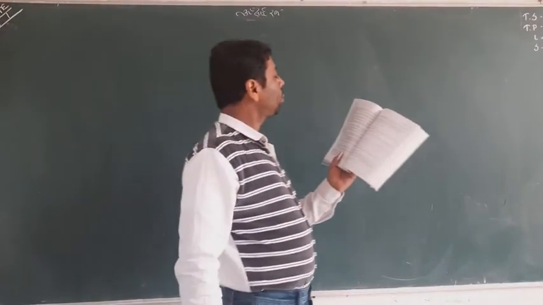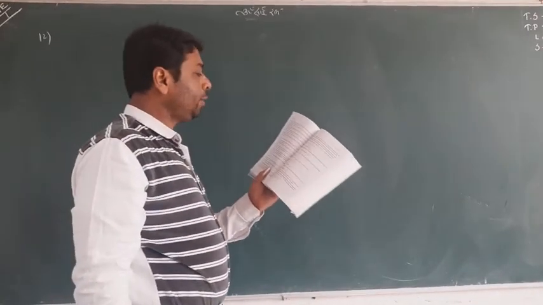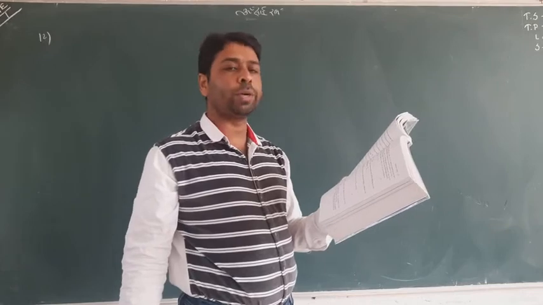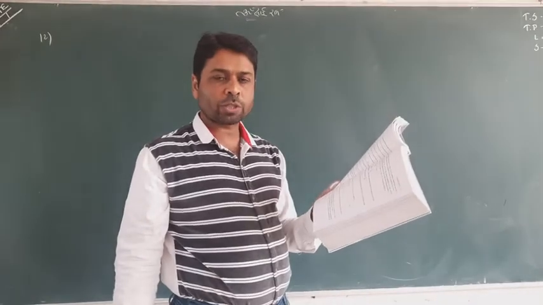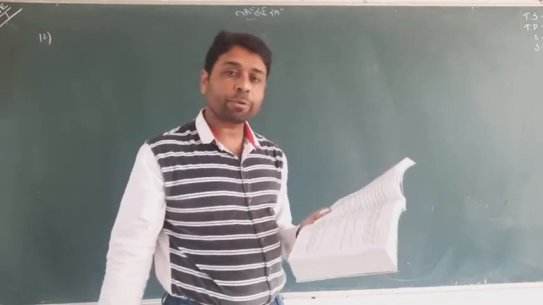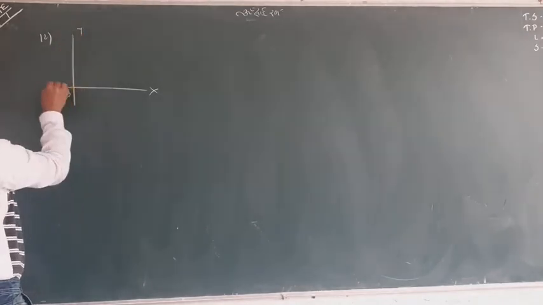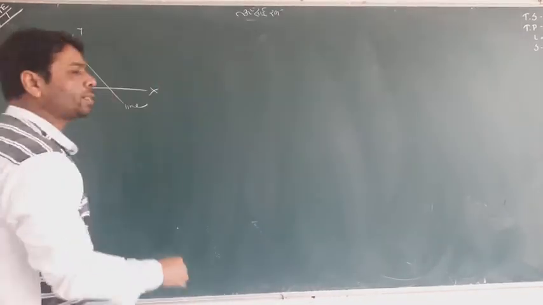Okay, now I am telling you question number 12. Question number 12 says, find the equation of the line that cuts off equal intercepts on the coordinate axes and passes through (2, 3). Easy question this is, but try to understand the meaning. I'll make a rough picture. Find the equation of the line that cuts off equal intercepts on both the axes. Suppose these two are axes and this is a line which is cutting equal intercepts on the axes.